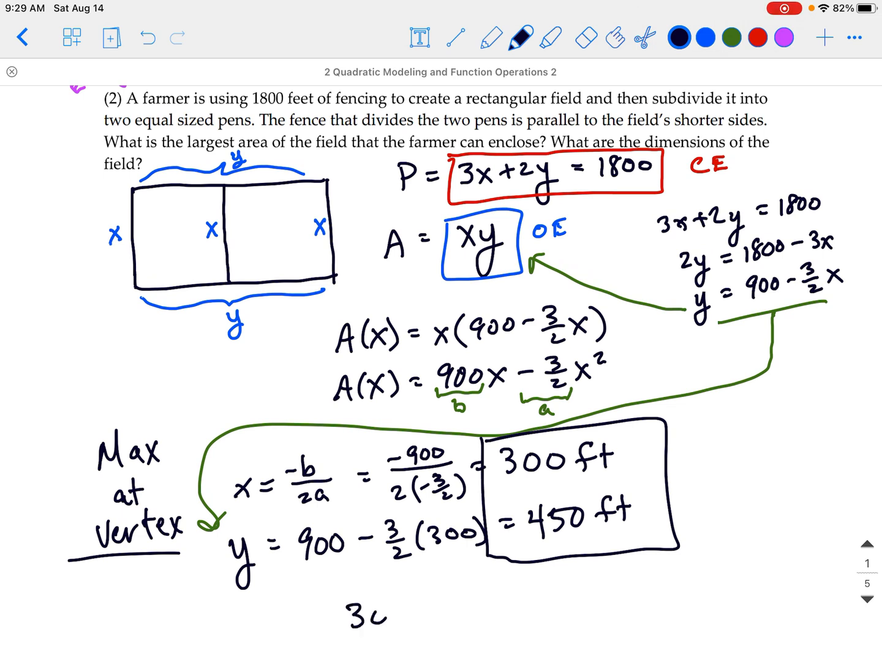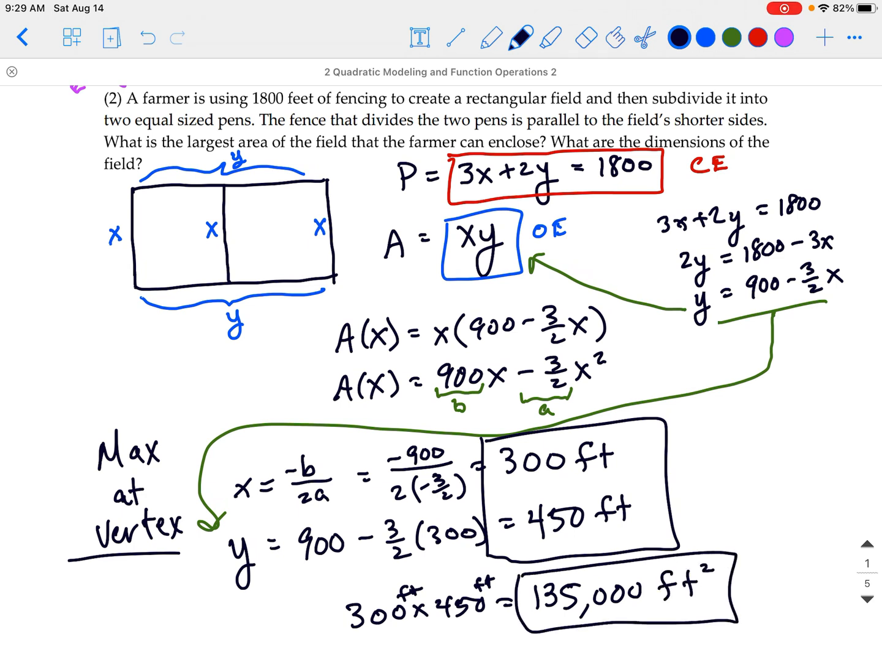And then what is the area of the field? We can get just by multiplying 300 by 450, 300 feet by 450 feet. So we do need to do a little bit of dimensional analysis here. And we'll end up with 135,000 feet squared, since area is going to be a two-dimensional measure.